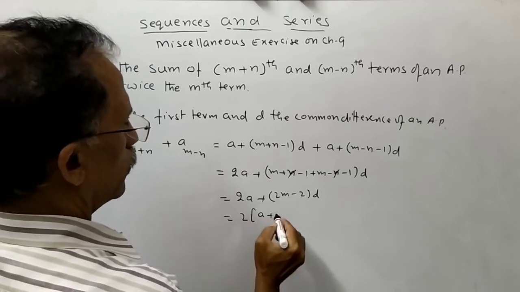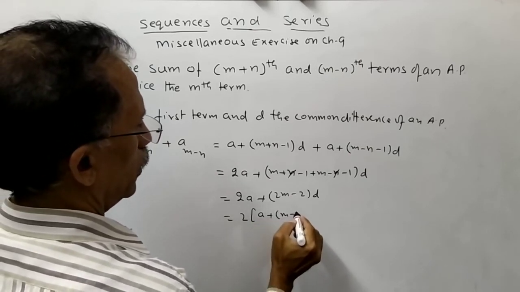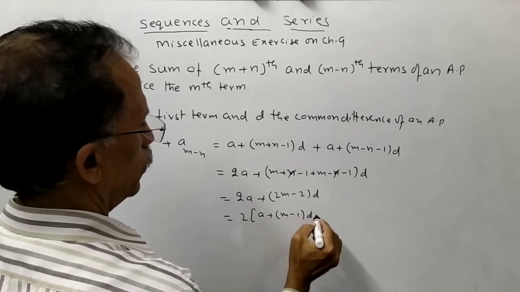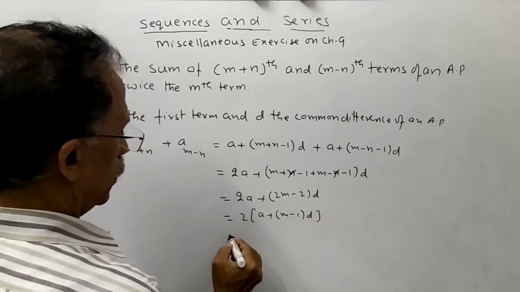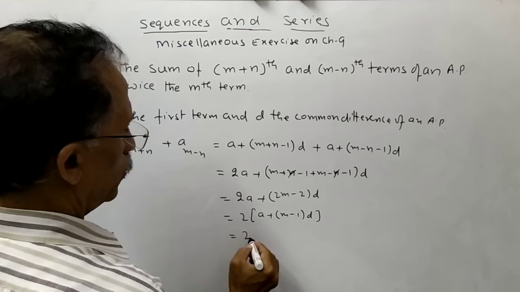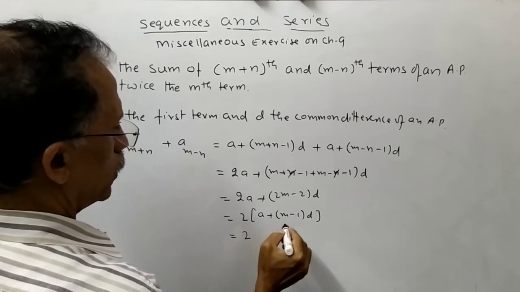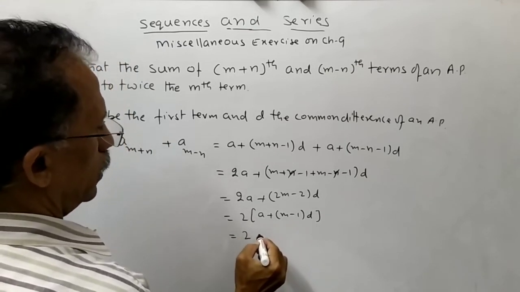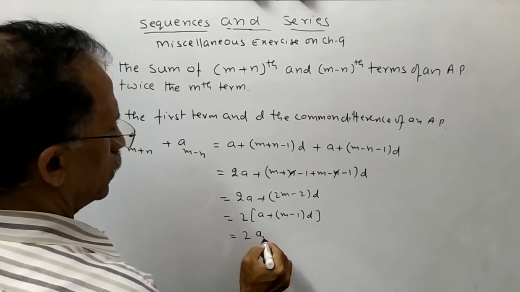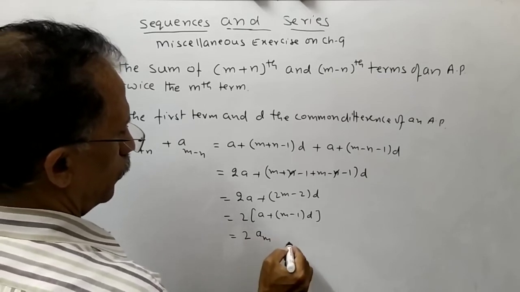is equal to, let us take 2 common, 2 into bracket A plus m minus 1 into D is equal to 2 into, this is nothing but the mth term, that is A m.